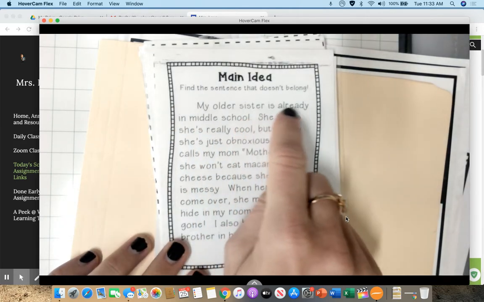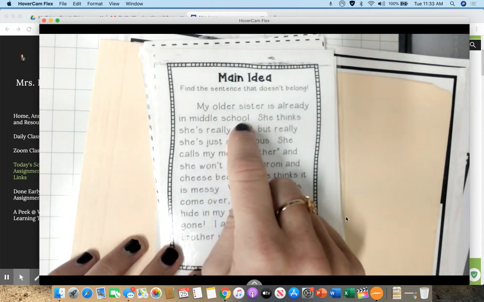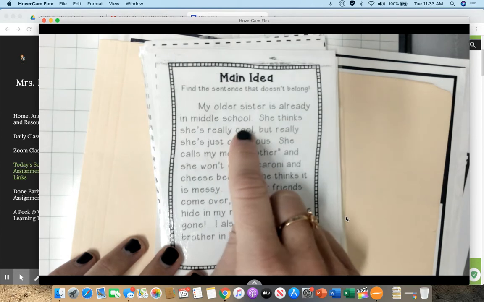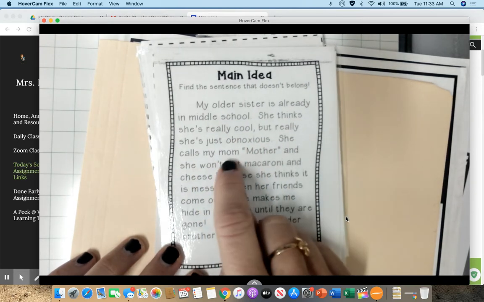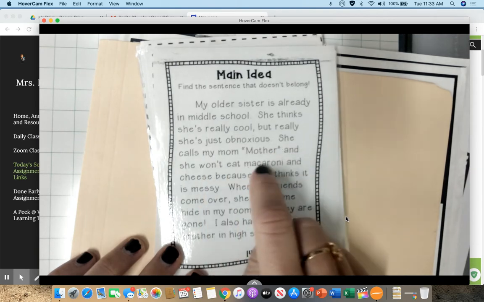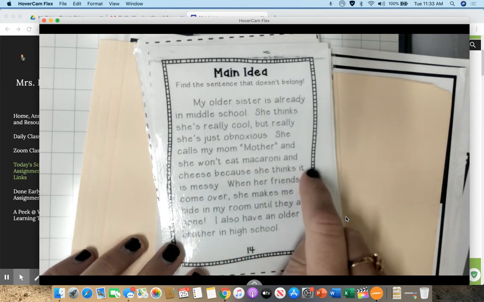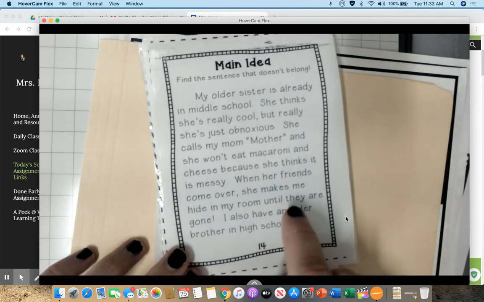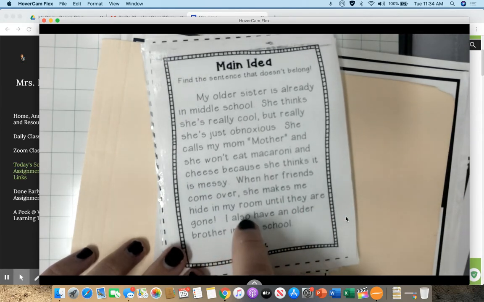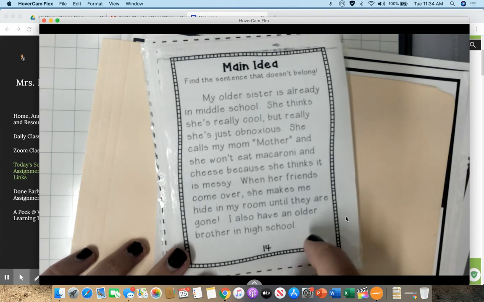My older sister is already in middle school. She thinks she's really cool, but really she's just obnoxious. She calls my mom mother, and she won't eat macaroni and cheese because she thinks it's messy. When her friends come over, she makes me hide in my room until they are gone. I also have an older brother in high school.